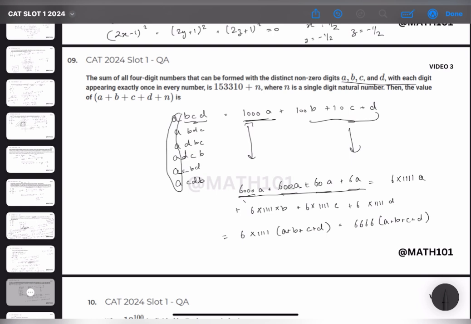Now we have to see a multiple of 6666 which is of this form. So we'll have to do some hit and trial. So multiplying, or you can actually divide it. Divide 153310 by 6666, and the integer part would be the value of A plus B plus C plus D. 153310 divided by 6666.